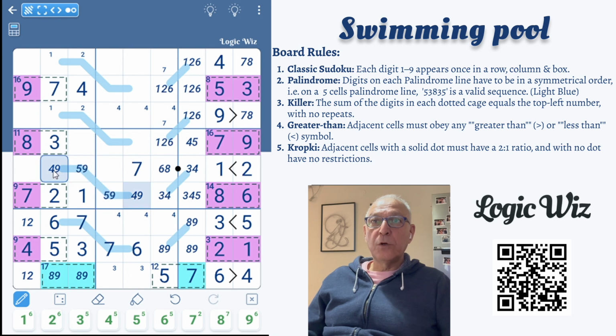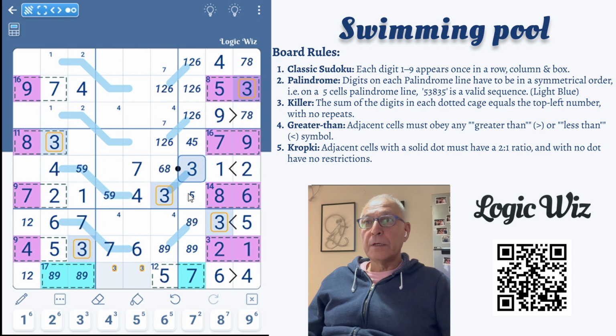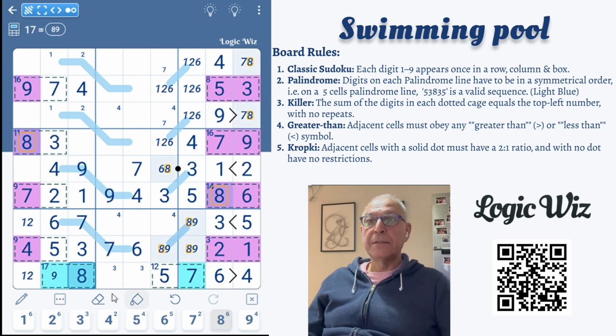And now here, the only option is 4, because it has to be in the middle cell of row 2. This one is a 4. And this one is a 4. Now this one is a 3 and a 3. This one must be a 5. This one on the palindrome must be a 9. Now this one becomes an 8. And a 9.